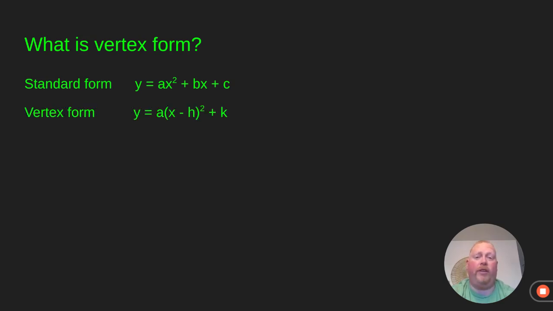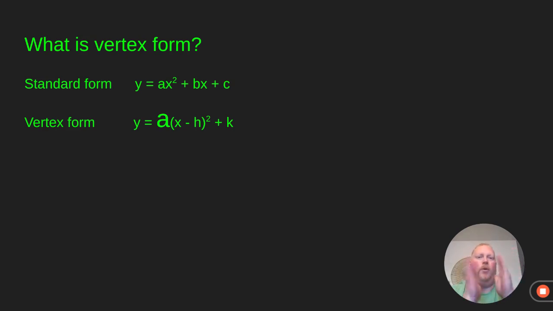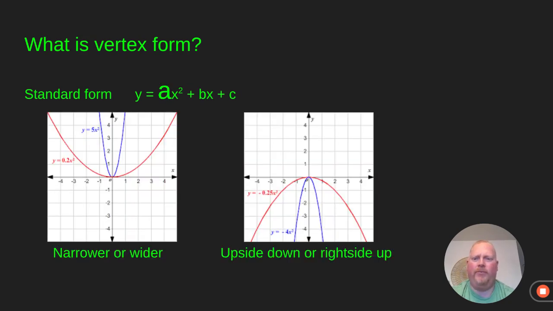Vertex form looks differently. It looks like this: y equals a parentheses x minus h squared plus k. Now the a value in this formula is exactly the same as the a value in standard form. It's going to determine whether the parabola is upside down or right side up, how wide or how narrow it is. So that a value we're already familiar with. But what we're not familiar with is that h that's inside the parentheses with the x and that k that's on the outside of the parentheses.